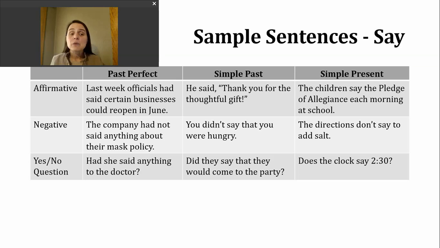Finally, if we want to make a yes or no question, we're going to start with do or does, then we'll have our subject, and then the base verb. Here's an example. Does the clock say 2:30?